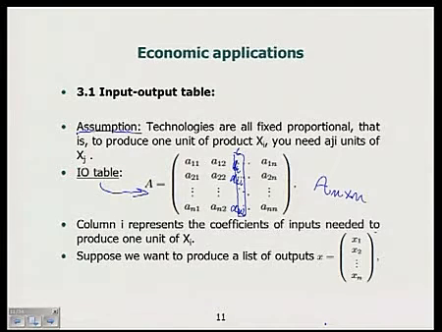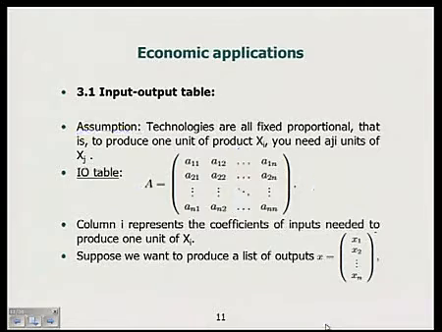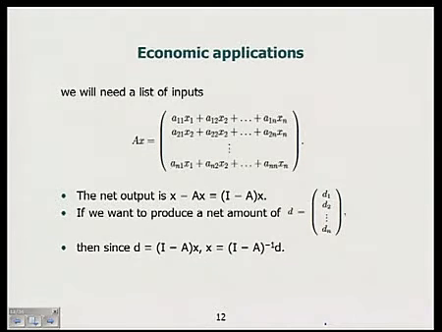Suppose we want to produce a list of outputs. These are our outputs, a column vector x1, x2, xn. Then we need a list of inputs. And these are our elements of the equation, A times x. This x is multiplied by all the elements of the matrix A.